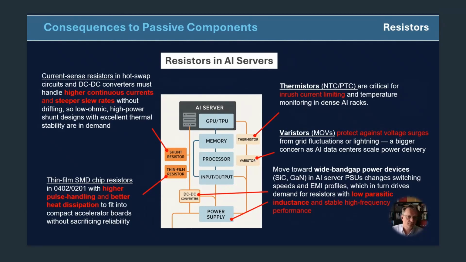On the resistor side, there are requirements for current sense resistors with higher continuous current and steeper slew rates, thin film chip resistors in small dimensions 0402, even 0201, with higher pulse handling and better heat dissipation. Everything has to be controlled in temperature, so thermistors have to be here. They are critical for inrush current limiting, and varistors to protect against voltage surges, especially on this 800-watt line. And this move to wide gap semiconductors is also requiring lower parasitic inductance and stable high frequency performance for resistors.